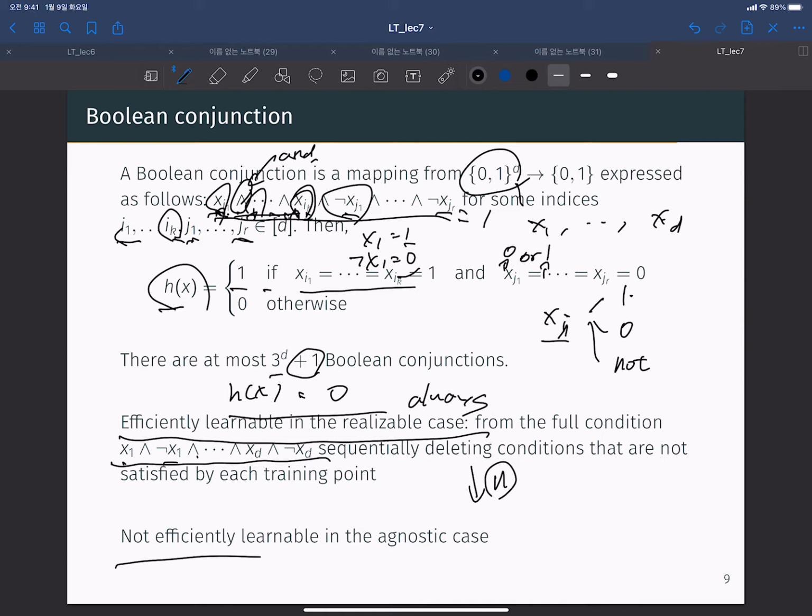Okay, but unfortunately again there is no algorithm that efficiently finds the best ERM if there is no such perfect hypothesis. So again, this is known as NP hard.